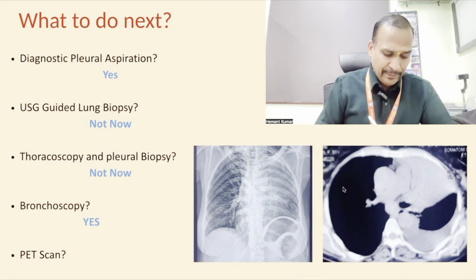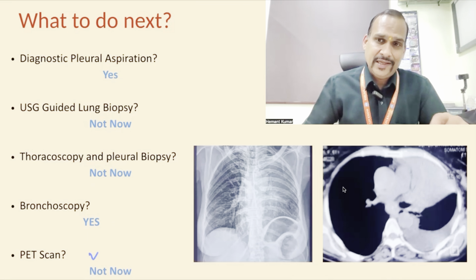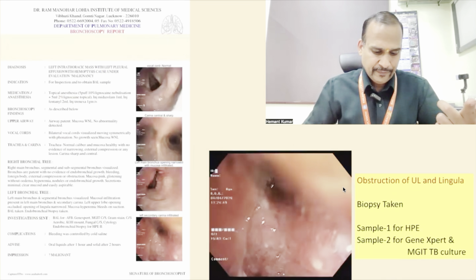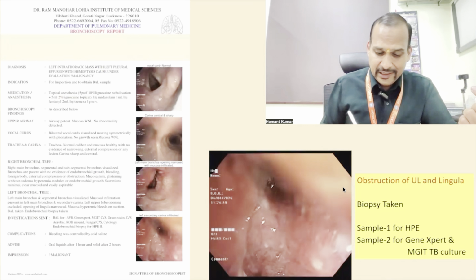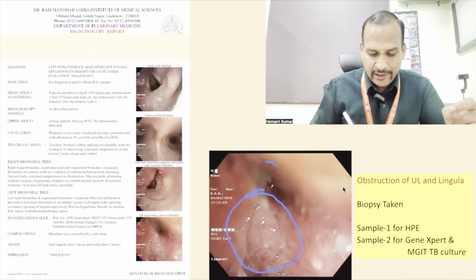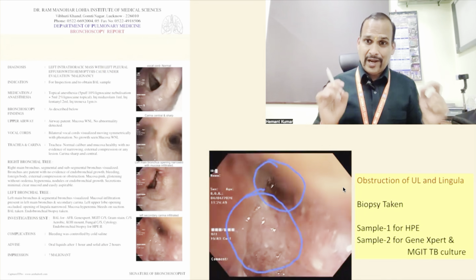PET scan is not needed now. First, we will diagnose this patient, then we will think of PET scan. At this point of time, we have to do diagnostic pleural aspiration and we have to do bronchoscopy. So this is the bronchoscopy of this patient. You can see there is a mass which is completely obstructing left upper lobe and also left lingula. So this is an intrabronchial mass.